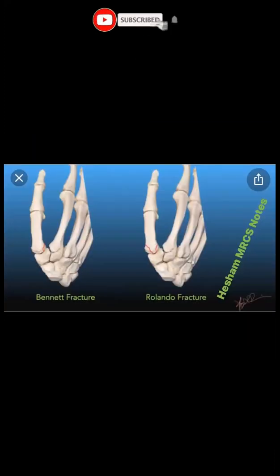Another one, this is an important question asked, the difference between Bennett fracture and Rolando fracture. Both of them are fractured at the base of the first metacarpal bone, and both of them are intra-articular, while Bennett fracture is a simple oblique fracture, but Rolando fracture is a comminuted intra-articular fracture. You should differentiate between Bennett and Rolando fracture.